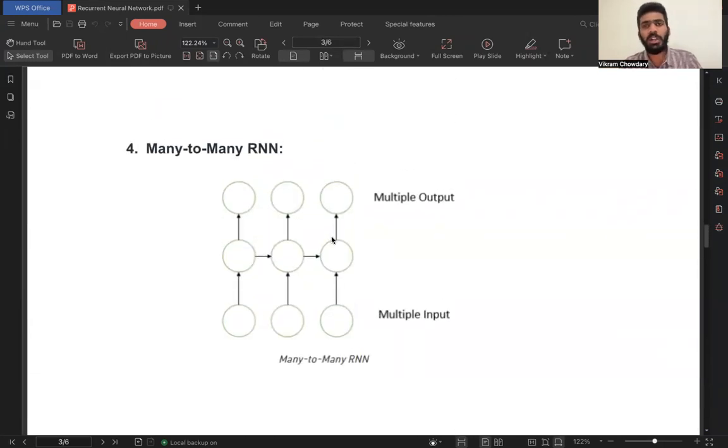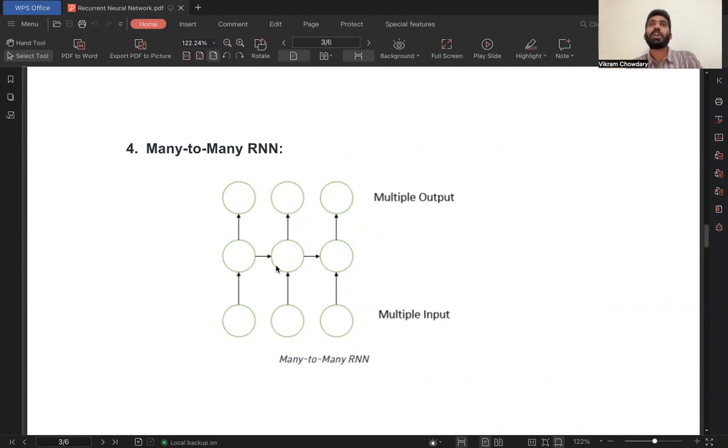The recurrent neural network, also known as RNN, is a class of neural networks that allows the previous outputs to be used as inputs while having hidden states.